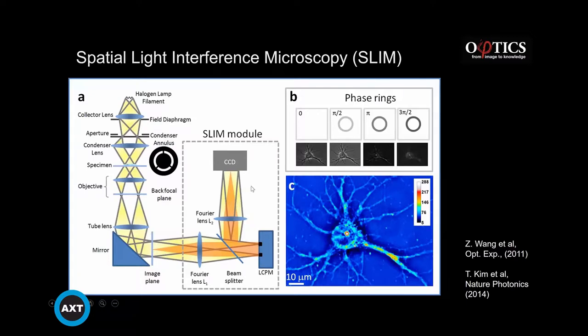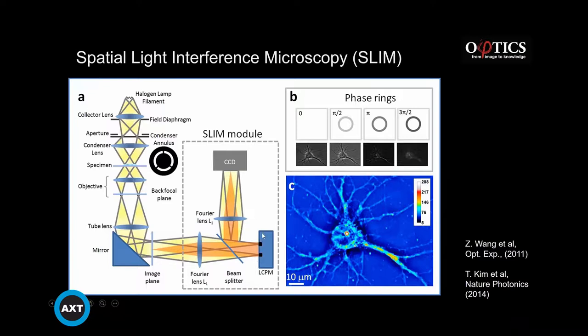With our SLIM module, we connect to the camera port of the microscope, and then the SLIM module works as a one-to-one relay from the camera port to the camera attached to the output of the SLIM module. So it conveys the image from the camera port to the camera itself undisturbed.